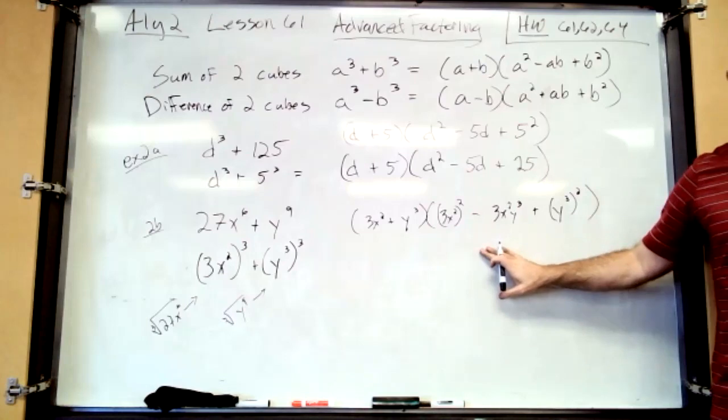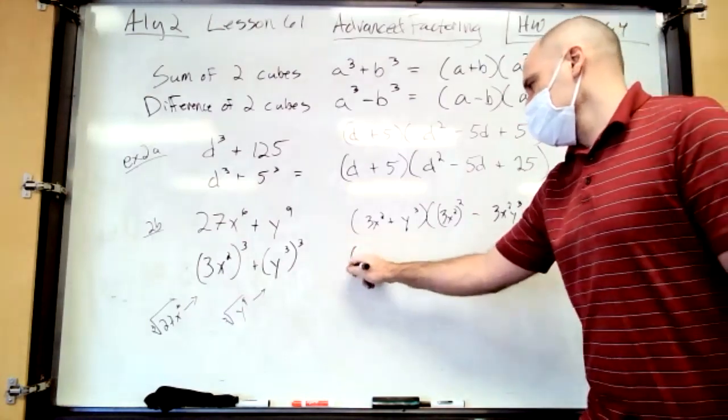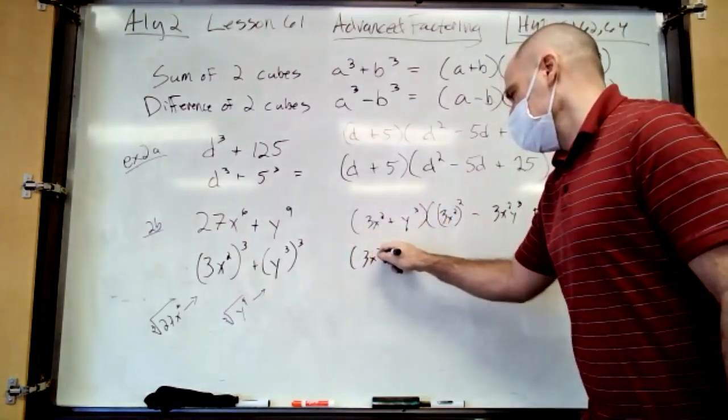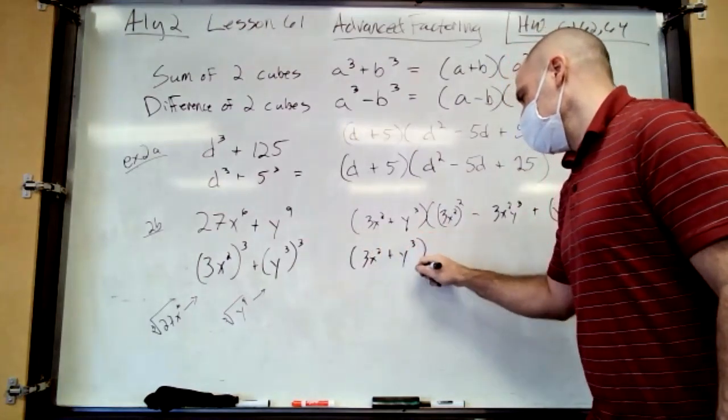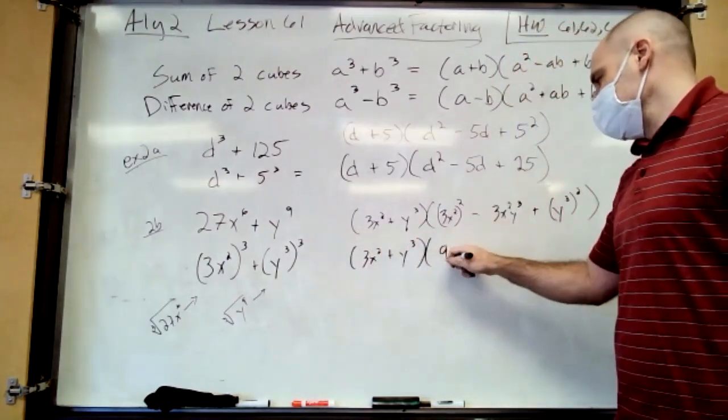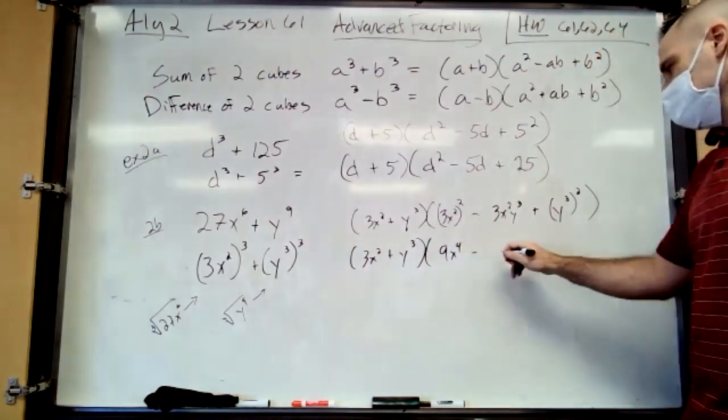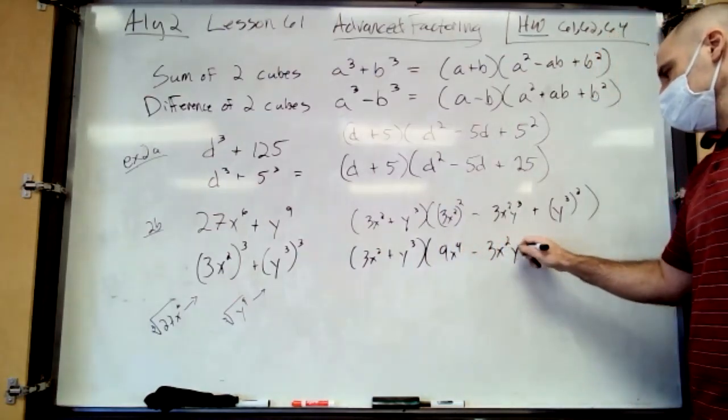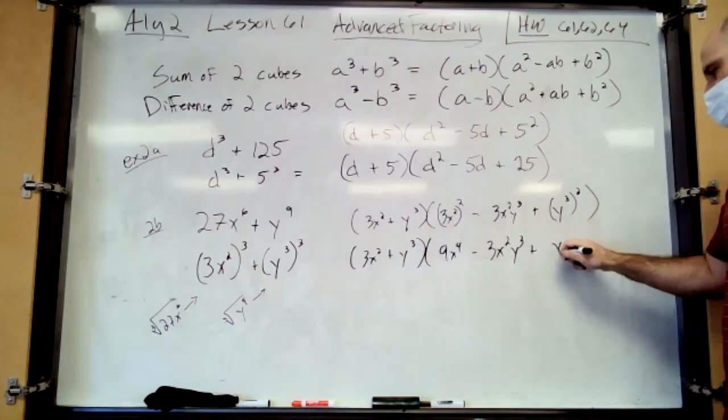And then I'm going to simplify this, clean it up. So this one's good. No parentheses, no variables that can be combined. So that's just 9x to the 4th minus this. There's no parentheses here, so I'm good there. This is just y to the 6th.